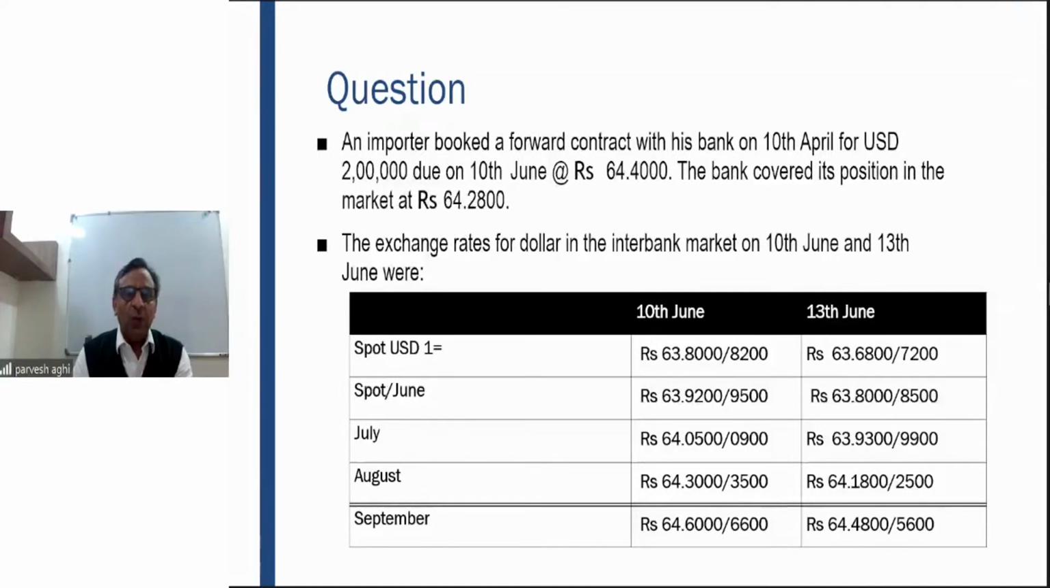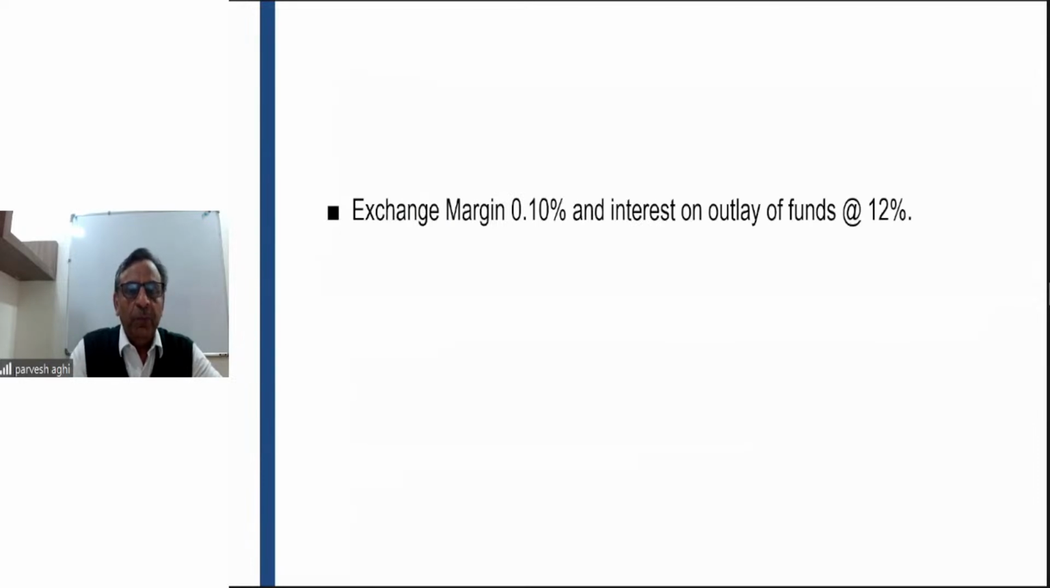So the exchange rate for dollars in the interbank market on 10th and 13th June are given to you. Now, you will find that the customer has not approached the bank on 10th of June, he approached only on 14th. So as per the FEDAI rules, automatic cancellation has to take place on 13th of June, and the bank will do it without recourse to the customer. So the exchange margin is given 0.10 and interest on outlay fund is 12%.